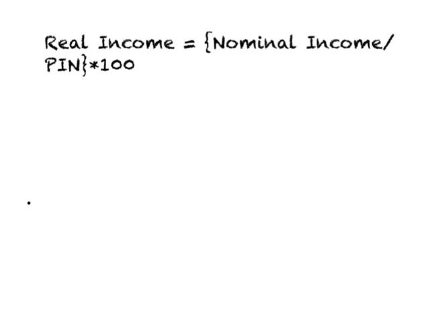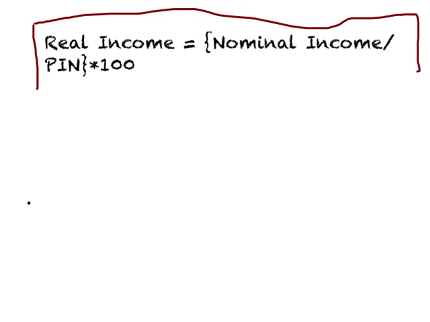Once we know the price index number, whether it is CPI or PPI, consumer price index or producer price index, we can figure out real income fairly easily. And this is the formula we use. That is, real income is equal to nominal income divided by the relevant price index number, and this ratio times 100. Now consider the following simple example.